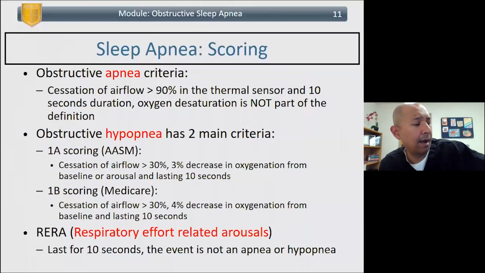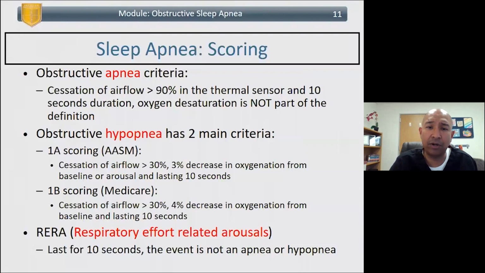Here are some things I want you to know for the boards. This is just memorizing, sorry about that. Obstructive apnea criteria: sensation of airflow decreased greater than 90%. What do we use? The thermistor. It's got to be at least 10 seconds in duration. But the key thing is that oxygen desaturation is not part of the definition. And that used to really confuse me.